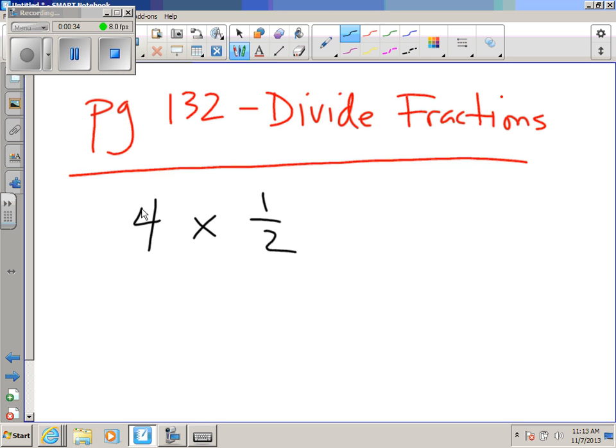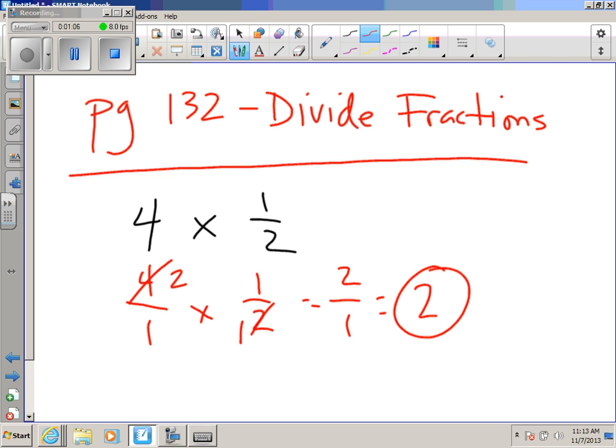So if we have the whole number 4, we're going to multiply it by the fraction 1/2. The one thing I need to do is make sure I put everything in fraction form. Once we do that, we realize that 4 and 2 have a common factor. I can divide them both by 2, how many 2's in 4? And 1 will give us 2 over 1, which is equal to 2.